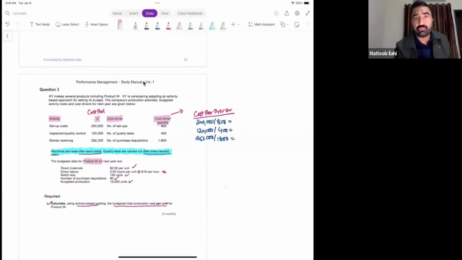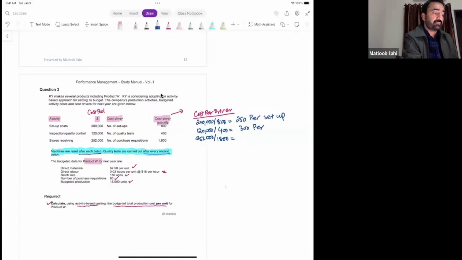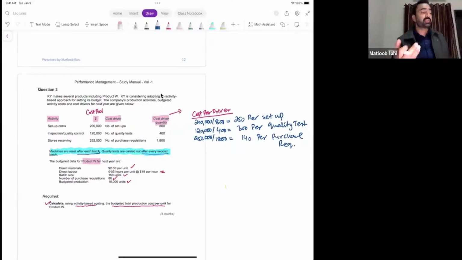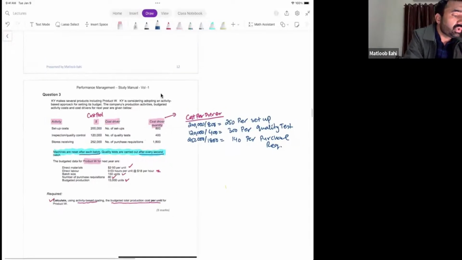Well done, wonderful. Thank you. So this is 250 per setup, then 300 per quality test, and the next one is 140 per purchase requisition. Well done.